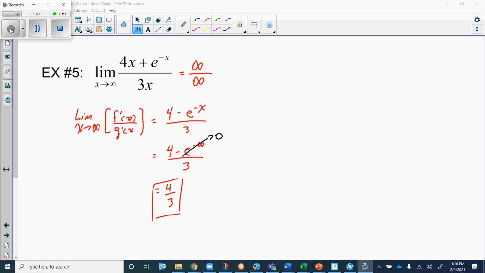Take the derivative of both the numerator and the denominator, and I get 4 minus e to the negative x power when I use the chain rule on e to the negative x. And if I do direct substitution, e to the negative x power becomes e to the negative infinity power, which is basically 1 over e to the infinite power, so 1 over infinity is 0. And we're left with just 4/3. So there's the limit.